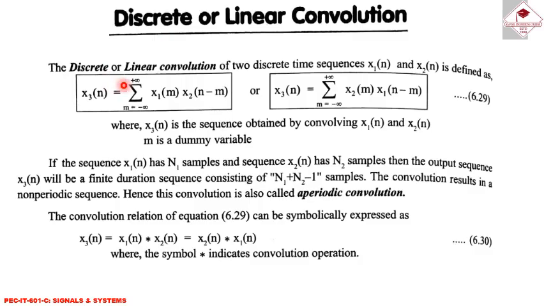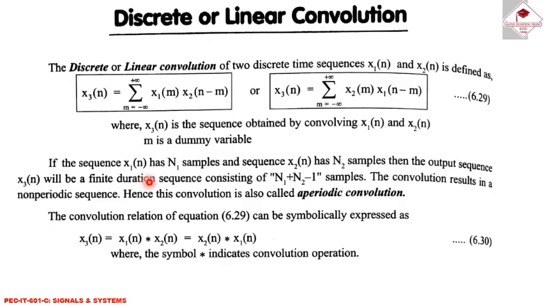First of all, the formula: the discrete or linear convolution of two discrete time sequences x1(n) and x2(n) is given as x3(n) equal to the summation of m equal to minus infinity to plus infinity x1(m) x2(n minus m), or x3(n) equal to the summation of m equal to minus infinity to plus infinity x2(m) x1(n minus m), where x3(n) is the sequence obtained by convolving x1(n) and x2(n). m is the dummy variable.